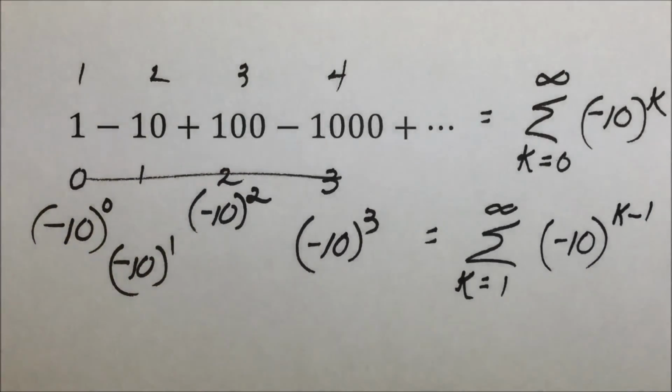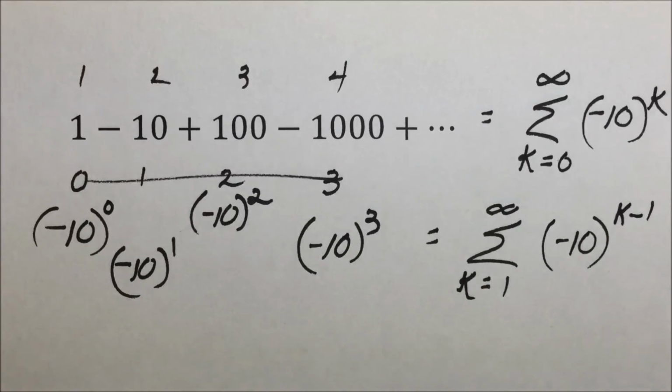So there is no hard and fast rule. The key is to make sure your solution does generate the series that's given.